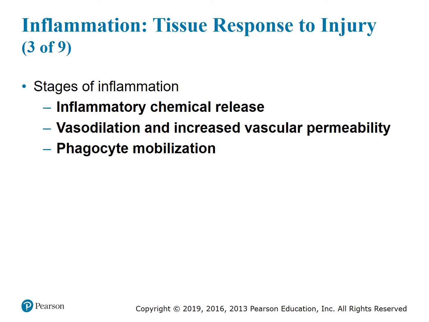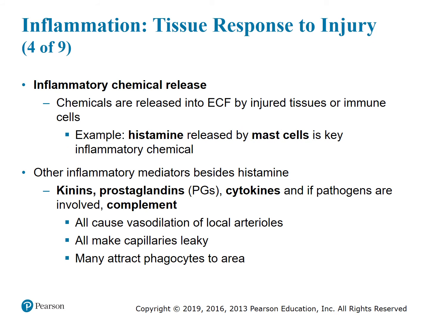Stages of inflammation. So there's the inflammatory chemical release, vasodilation and increased vascular permeability, and phagocyte mobilization. Inflammatory chemical release: chemicals are released into the extracellular fluid by injured tissues or immune cells. An example is histamine, released by mast cells, and it is a key inflammatory chemical. Other inflammatory mediators besides histamine are kinins, prostaglandins, cytokines, and if pathogens are involved, complement.